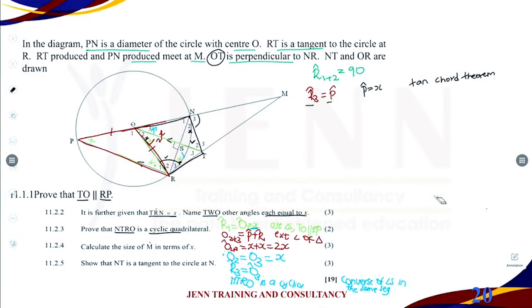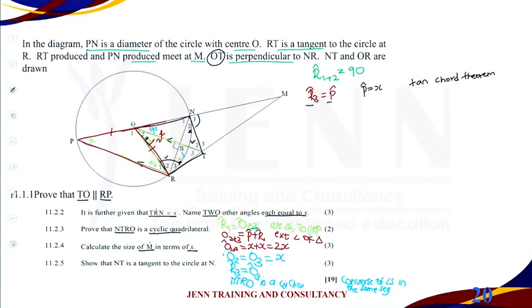Now let us answer question 11.2.4. To answer question 11.2.4, you have to calculate the size of angle M in terms of x. Because they mention angle M in terms of x, it doesn't mean it will only be maybe 2x or 10x. It will definitely be maybe 180 minus x, but x will be there. Hence, we are saying in terms of what? In terms of x.